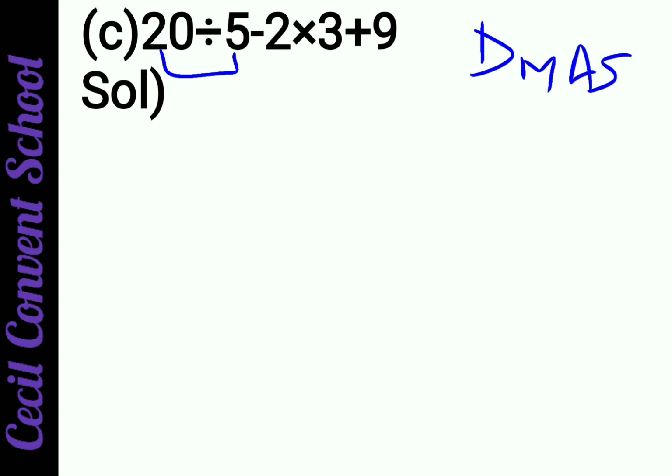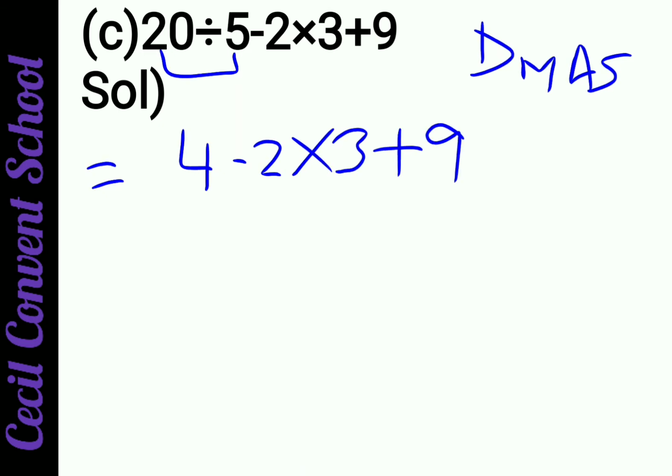Clear? So when you divide 20 and 5, the answer comes 4. So we write 4 in place of 20 and 5 and put an arrow between these two numbers, or you can underline them. Whichever numbers you are solving, please put a line under them so that you will not get confused, and the rest of the numbers you will write as they are. Means minus 2 into 3 plus 9. Clear?